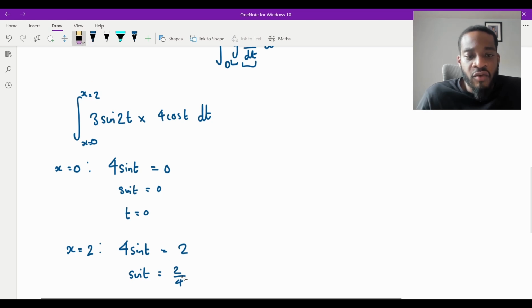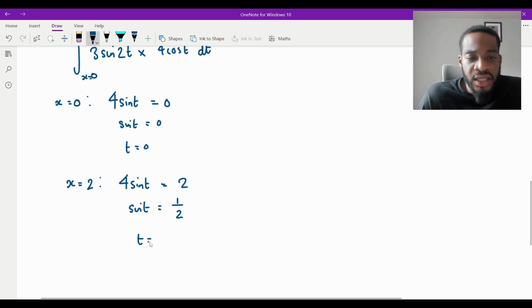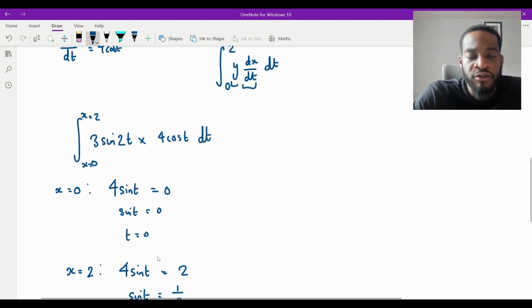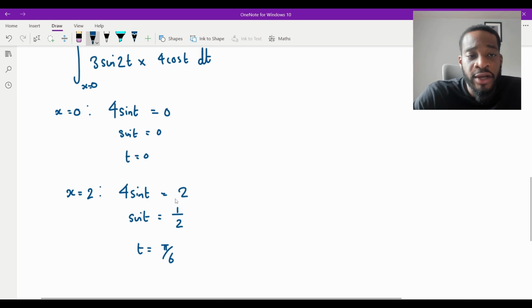So let me write a half instead. And I know that that's 30 degrees in radians. So if pi over 2 is 90, divide that by 3 is going to be pi over 6. So t is going to equal pi over 6. Again, just use your calculator. And this is within the range of 0 and pi over 2. Yeah. So these are going to be our limits of integration in terms of t.